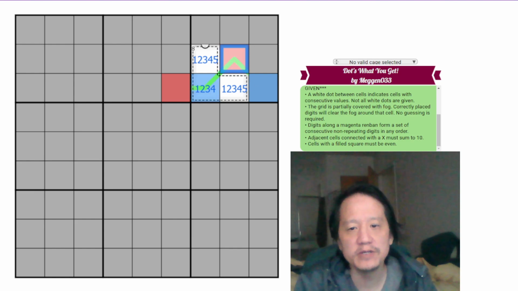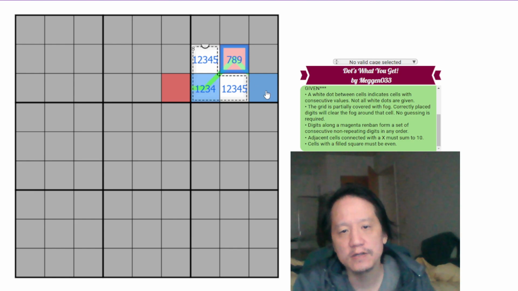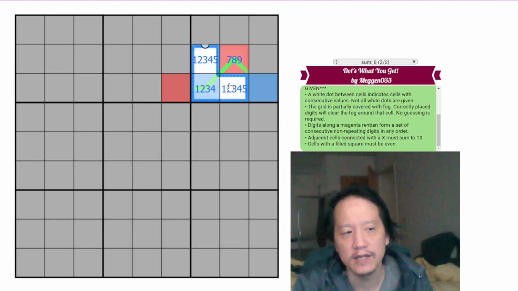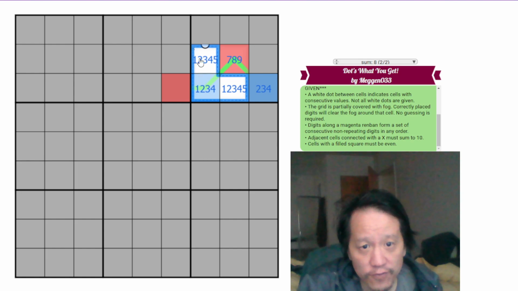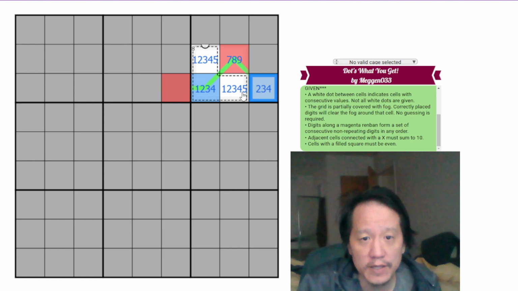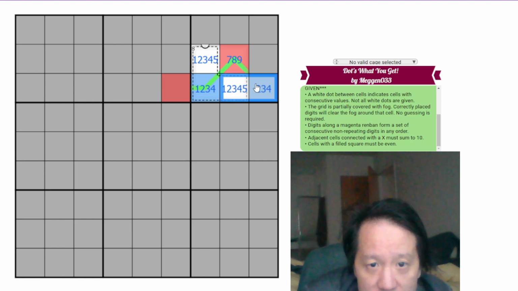So this cannot be a 6. It could be 7, 8, or 9. This cannot be 1 because the 1 has to be in the 8 cage in box 3. So this has to be 2, 3, or 4. So if this is 1, 3, 4, this cannot be 1 because it would be next to a 2, and then there's no dot. There's no black dot in between them.